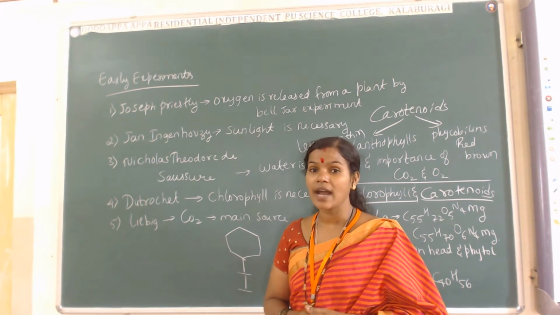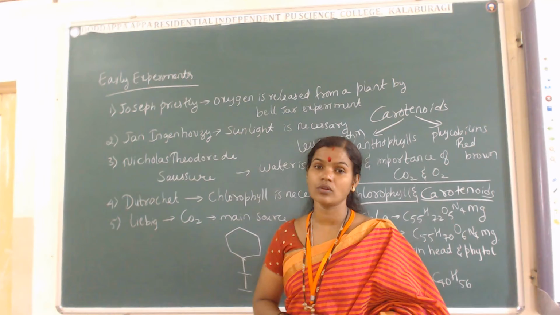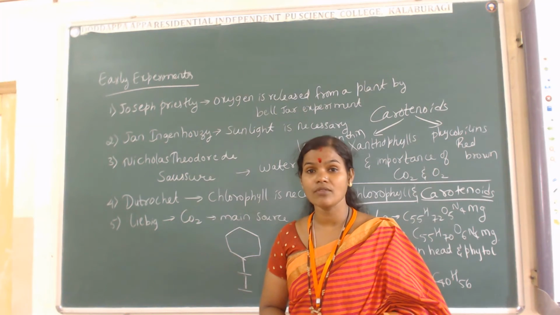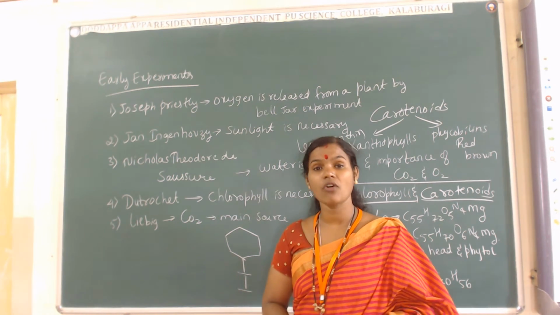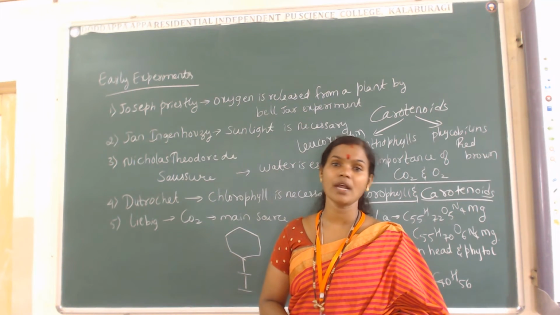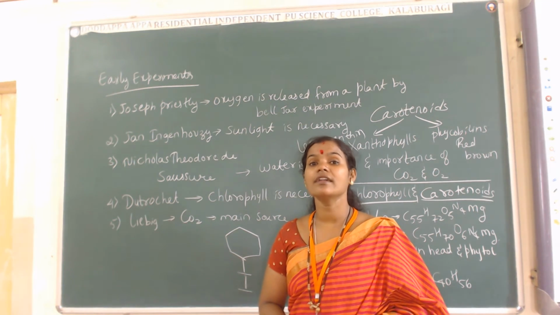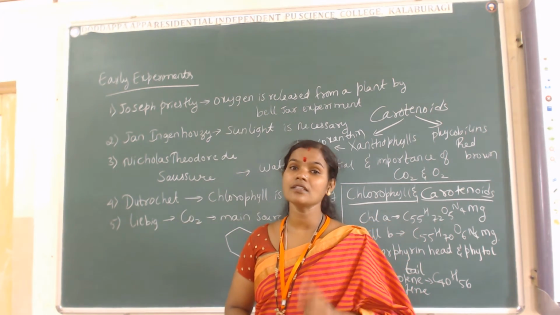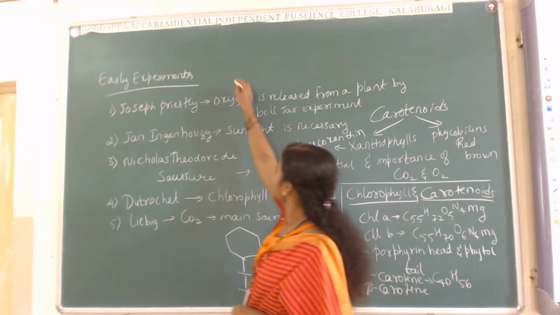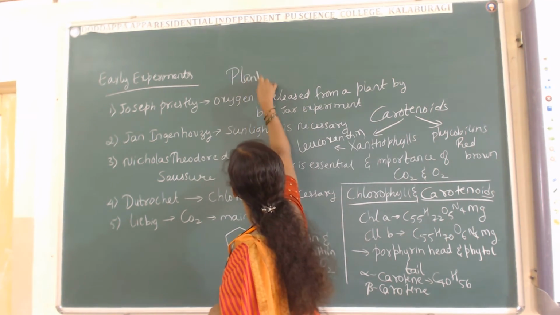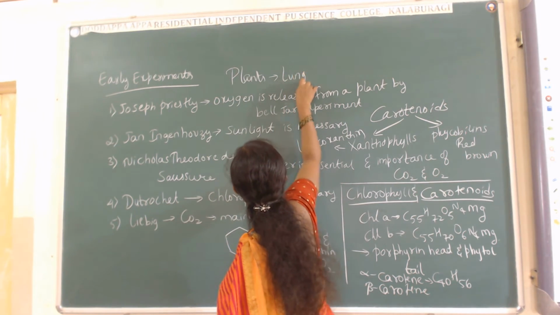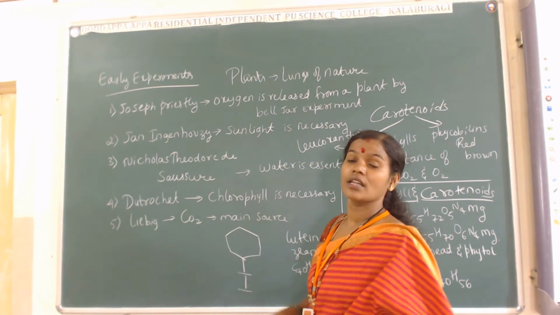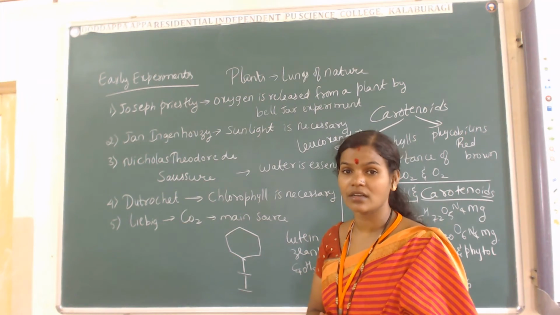Then only the animals, including human beings, are surviving on the earth. If there was no oxygen, we would not have survived on the earth. So that is why it is very important. That is why the plants are called lungs of nature. Okay, plants are called what? Lungs of nature.